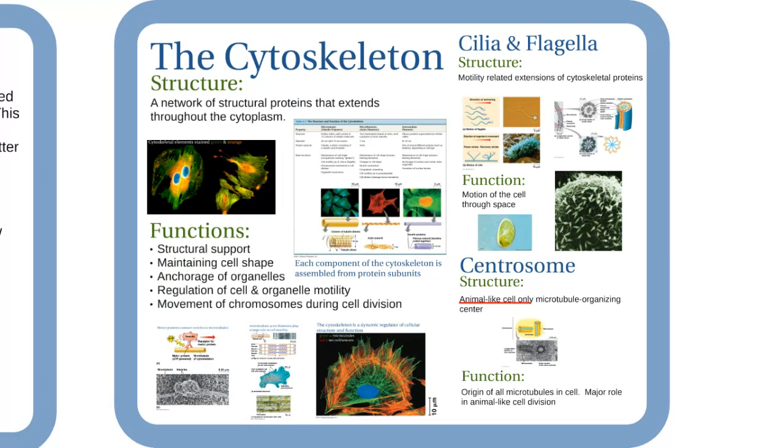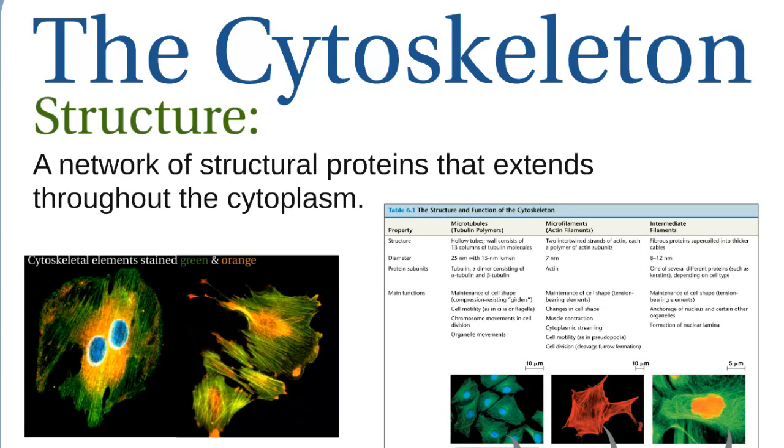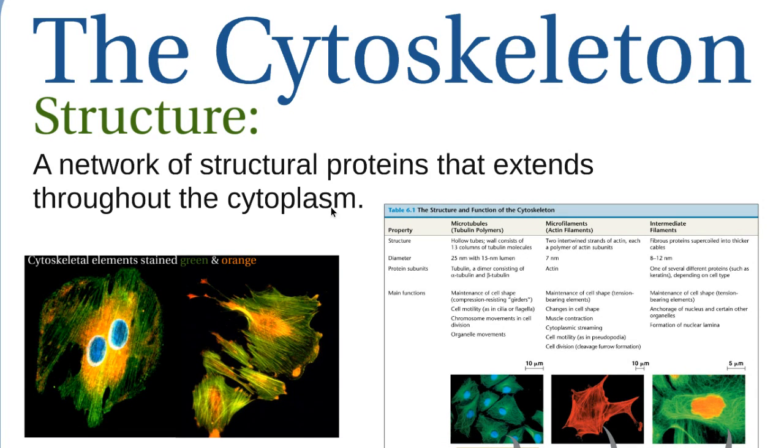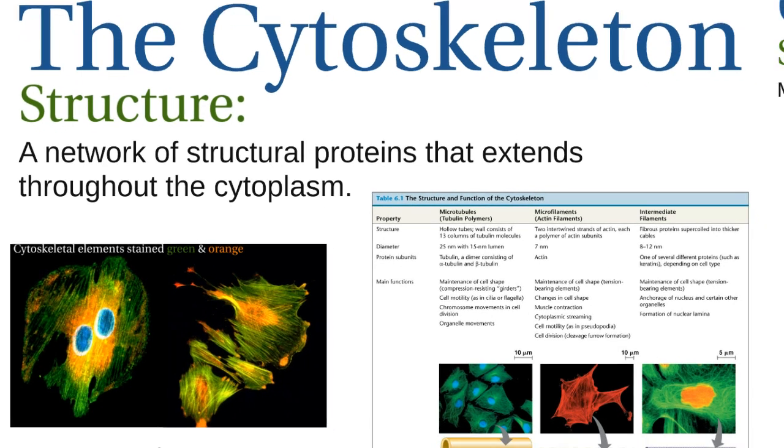So inside the cell, we have the cytoskeleton. The cytoskeleton is what makes up the cytoplasm. It's a network of structural proteins that extend throughout the cytoplasm. So it's not just goop, it's organized goop. When you learned about cytoplasm earlier in regular biology class, you learned that cytoplasm is just sort of a gelatinous substance. It's actually organized into tubules, and that provides the network of the cytoskeletal system.